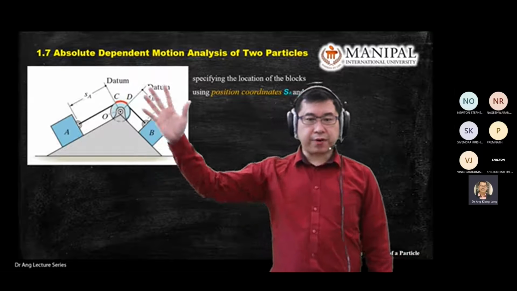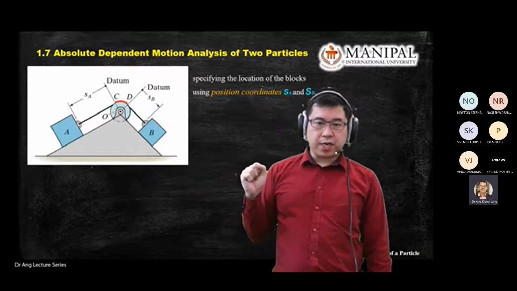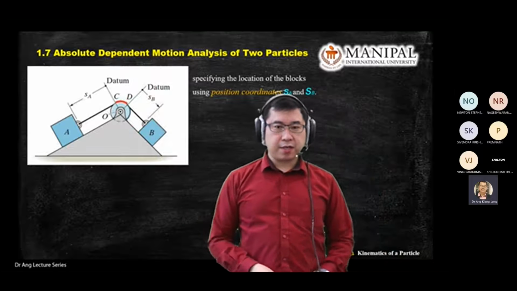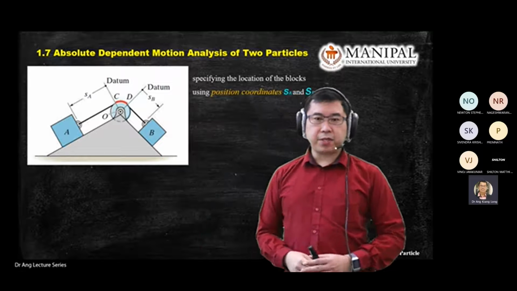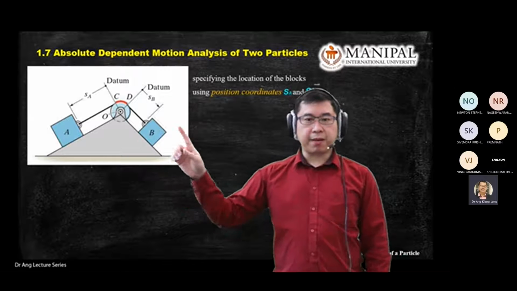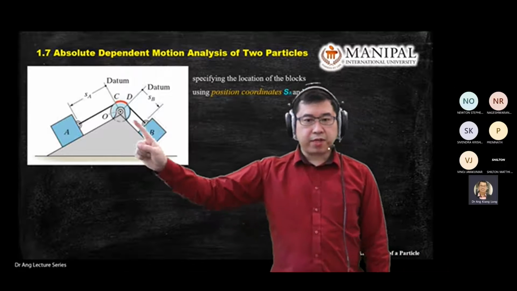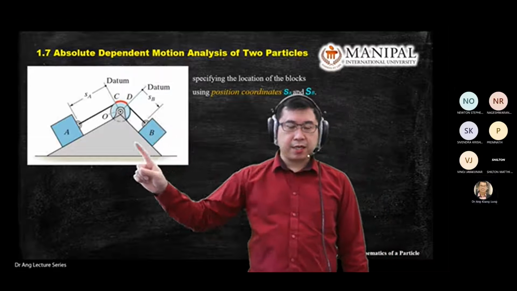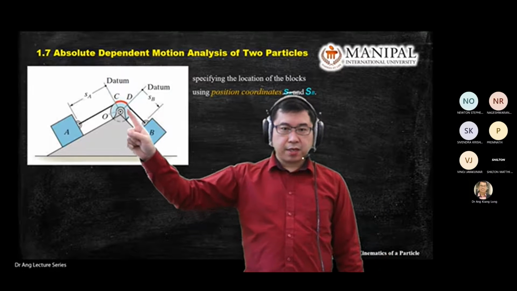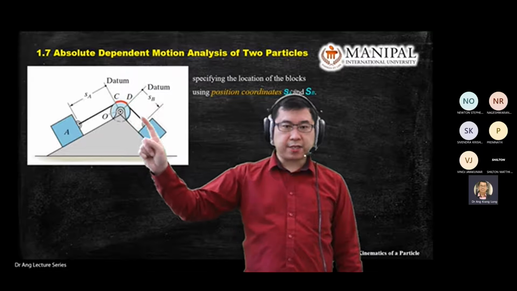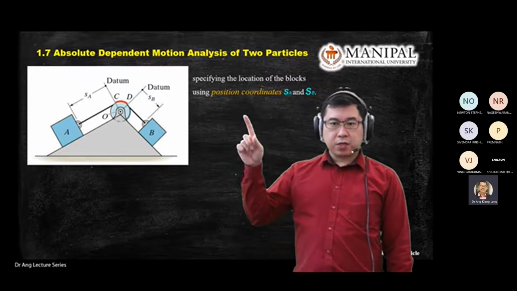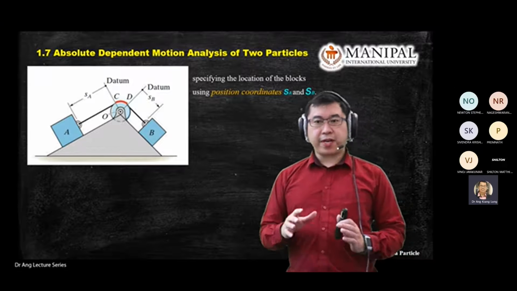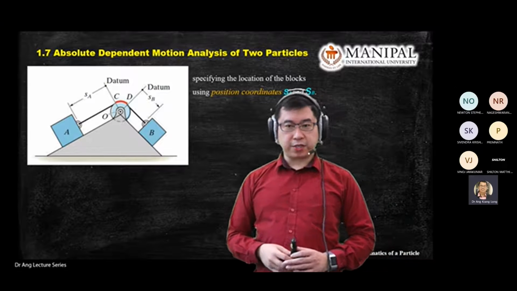We're given this diagram to illustrate. If you look carefully at the diagram, basically you have two blocks, block A and block B, connected with a cord or a line through a pulley at the center. Before we solve any question, we need to know our coordinate system.